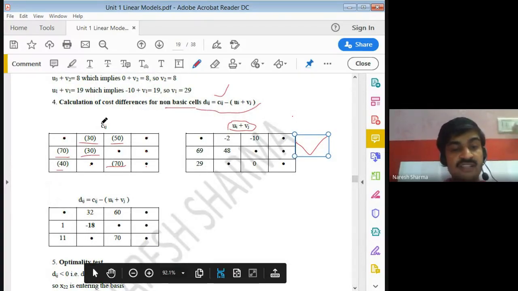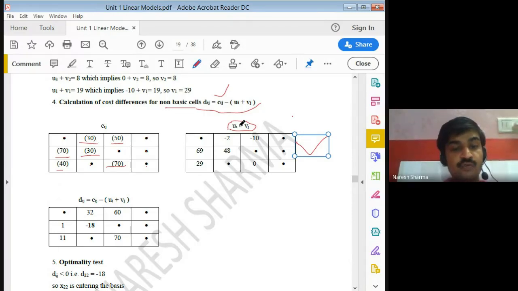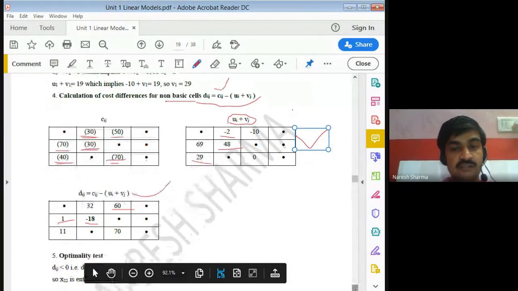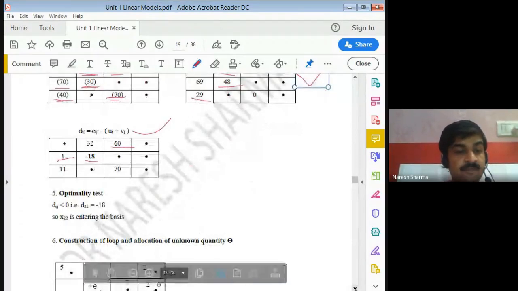Now just take the difference between cij minus u plus v. So you get this one, that is 32 minus 2 is plus 2, that is 32. 50 minus 10 is 60. 70 minus 69 is 1. 30 minus 48 is minus 18. 40 minus 29 is 11. 70 minus 0 is 70. So this is what we have done in part 1, the previous lecture.